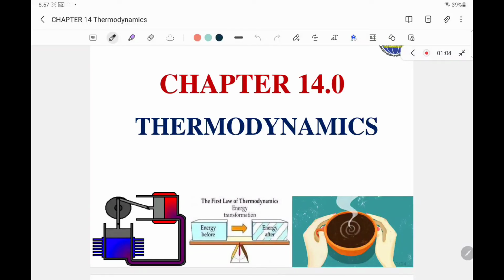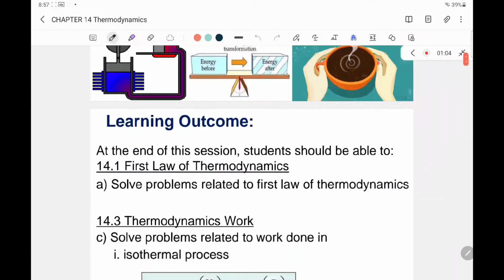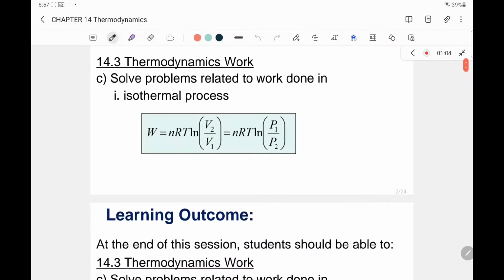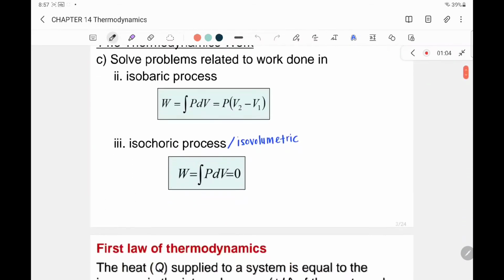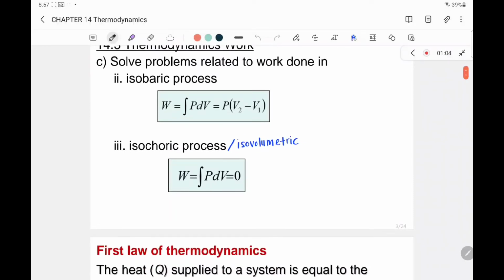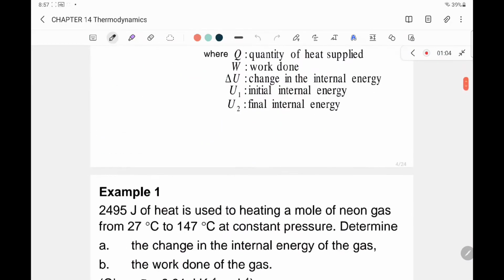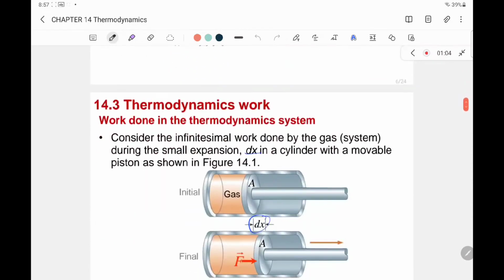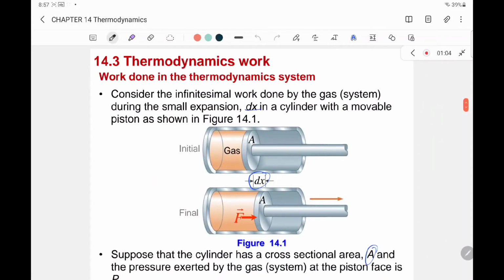Chapter 14, Thermodynamics. Thermodynamics work. Solve problems related to work done in isothermal process. Solve problems related to the work done in isobaric process and isochoric process. Thermodynamics work. The work done in the thermodynamic system.